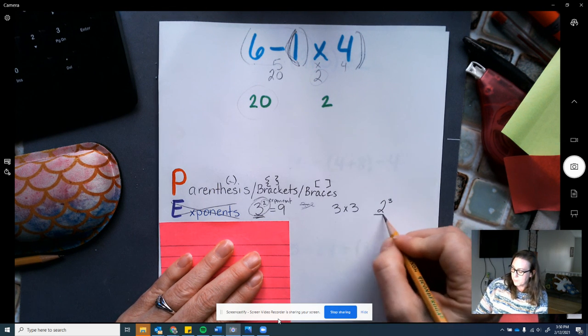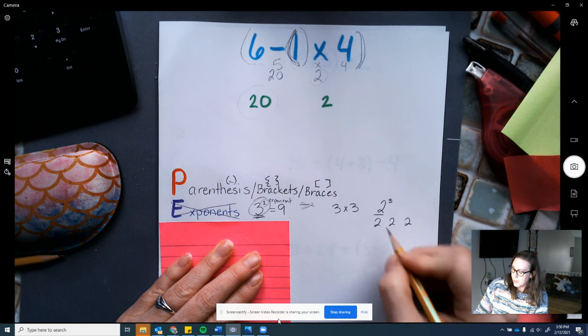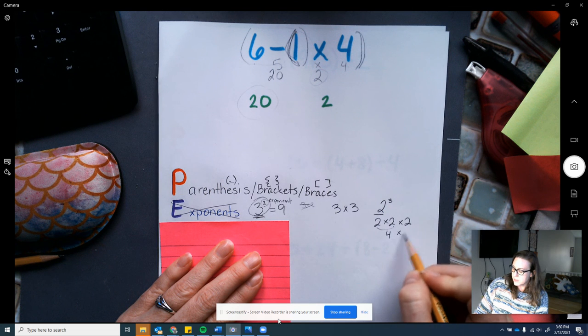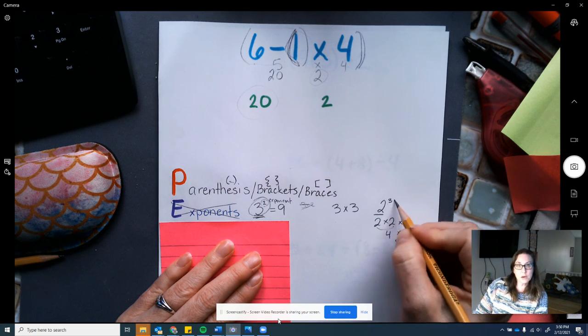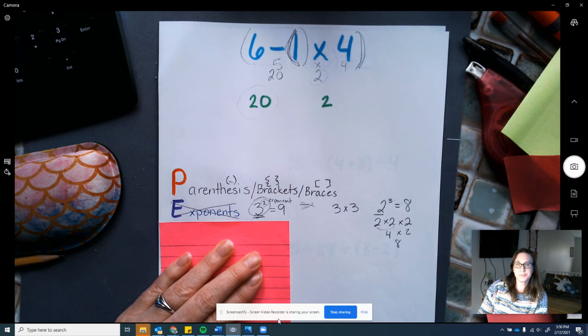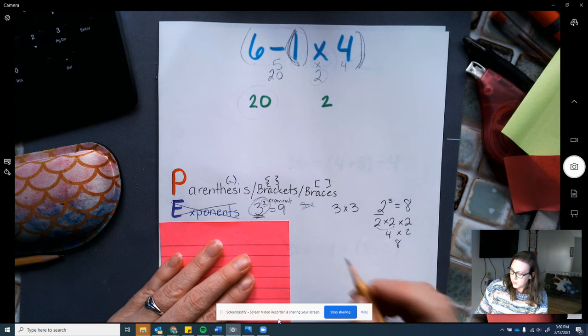It means you write the big number 3 times and you multiply them. So that means 2 times 2 is 4. I still have the times 2 over here. So 4 times 2 is 8. So 2 to the power of 3, or 2 cubed, equals 8. It doesn't equal 6. Okay, we'll practice another one.